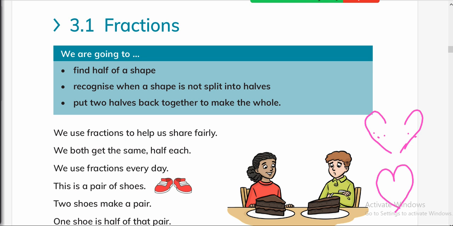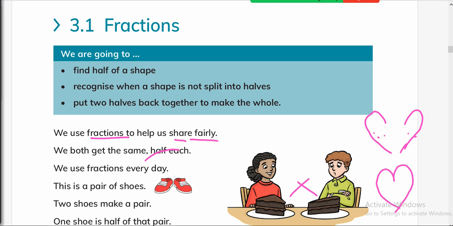We use fractions to help us share fairly. Yes, fractions are used to share fairly. Fair share means it is fine distribution, it's equal distribution. We are dividing the things in equal parts. We are not cheating. When doing fractions, we do not cheat. We take equal parts. We both get the same, half each. They are saying half each, but no, the girl is cheating here.